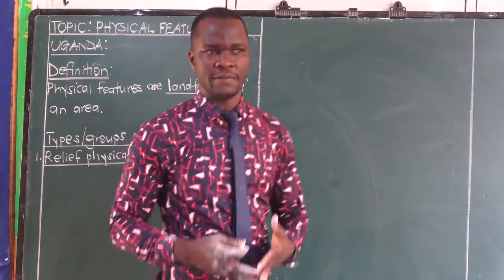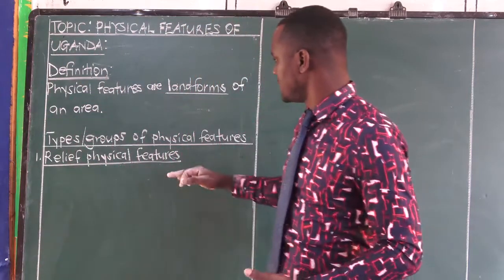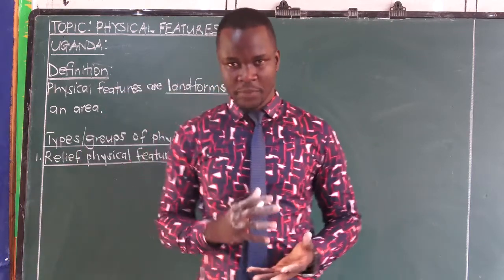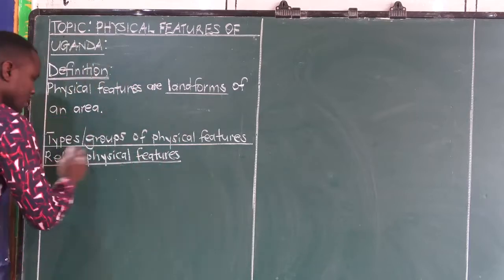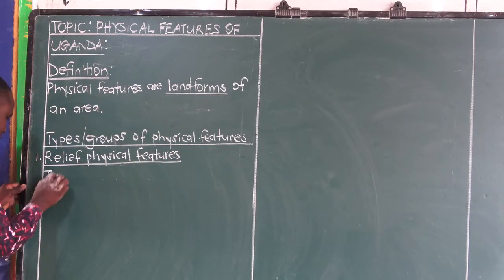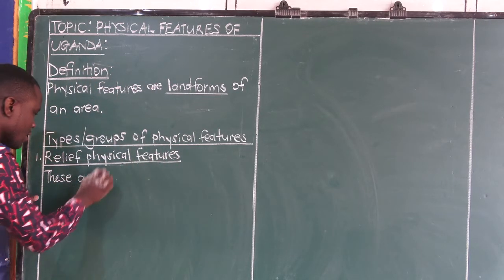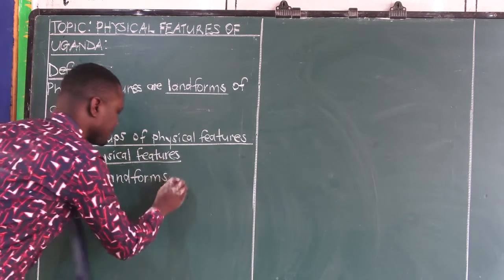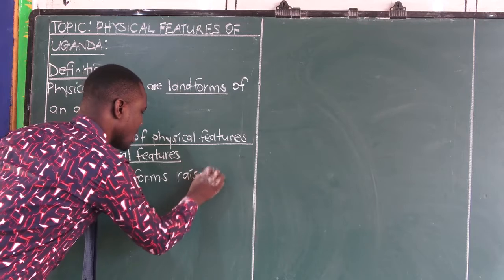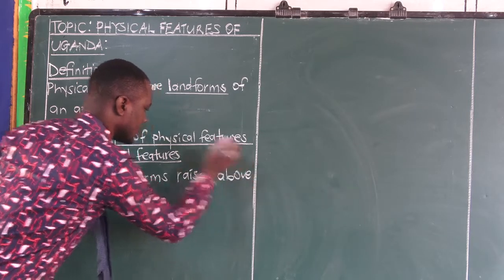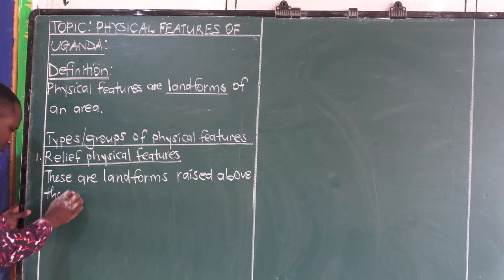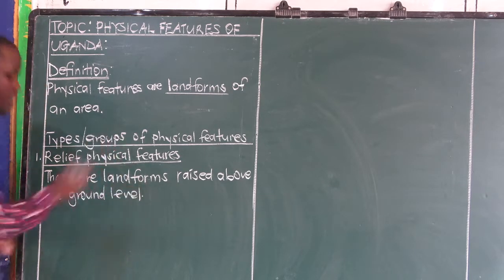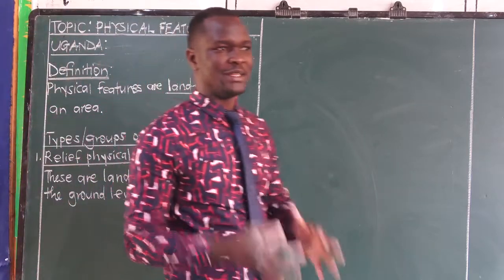Now, what are relief physical features? Relief physical features are those landforms that are raised above the ground level. Let me write it down. Relief physical features, we are saying, are the landforms of an area raised above the ground level. So that is how we simply define relief physical features.